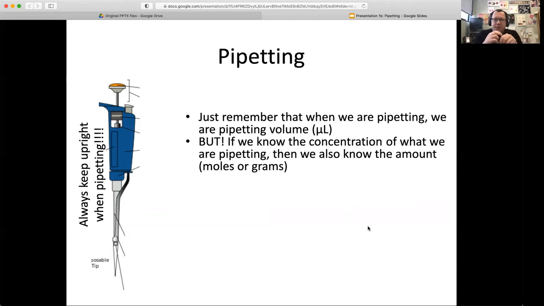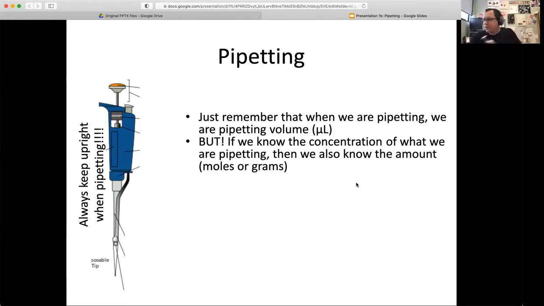Okay, so there are going to be times where I'm going to ask you to pipette a certain number of micrograms. Well, you can't pipette micrograms directly, but you can pipette micrograms as a concentration. So we're going to know the concentration of something, you're going to do a little bit of math, and you're going to pipette the appropriate volume to get the amount of grams or moles or whatever into the microcentrifuge tube.